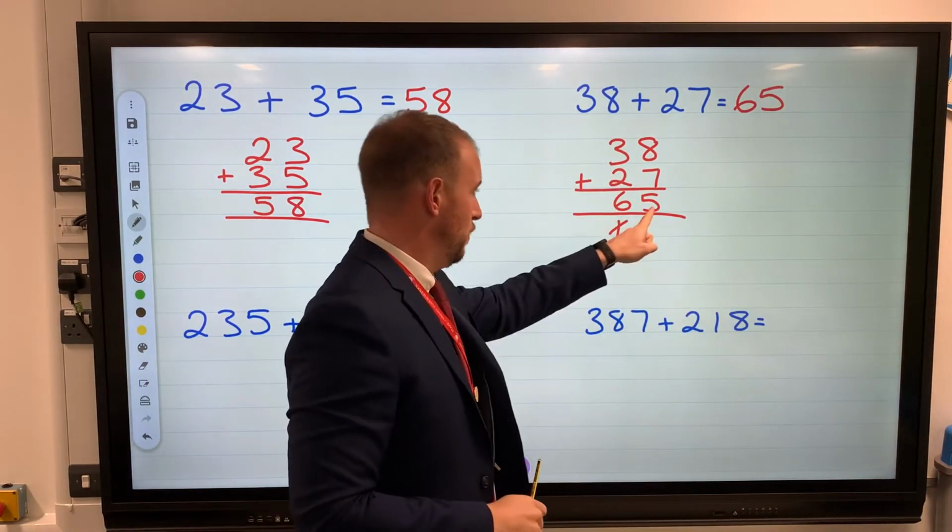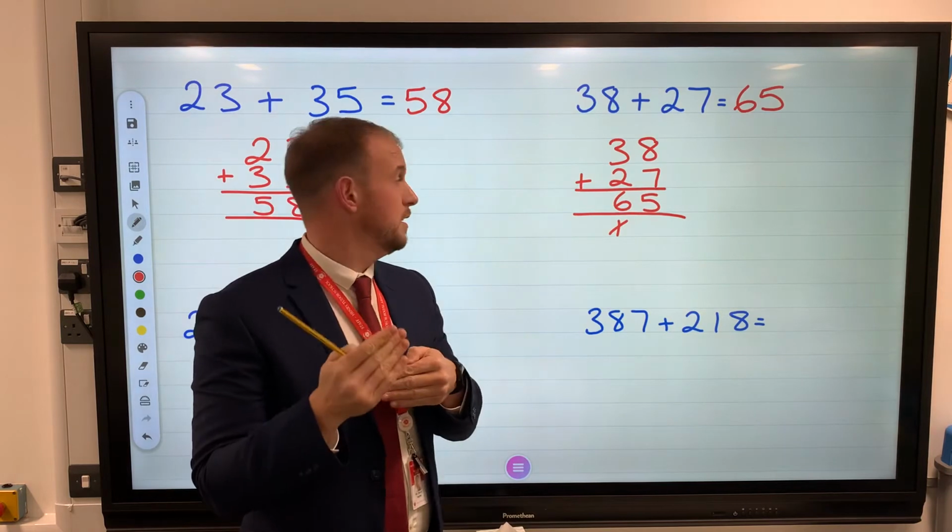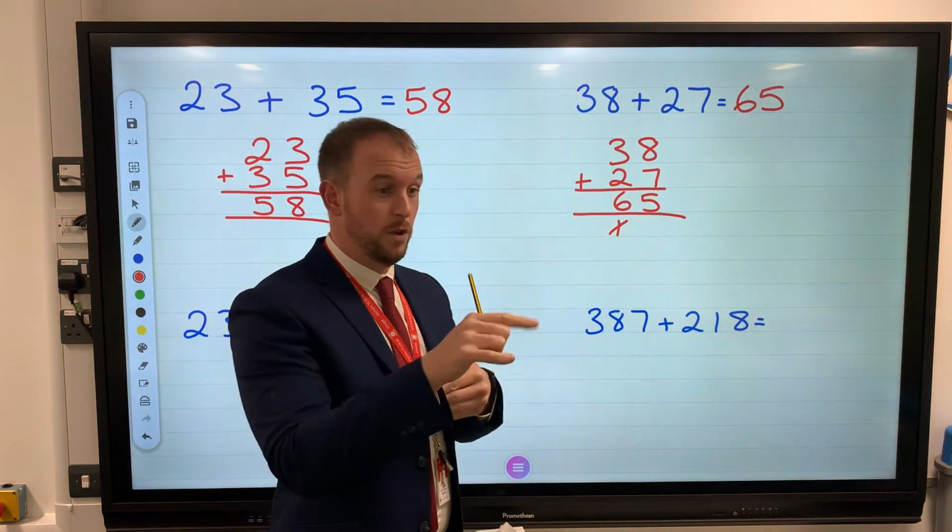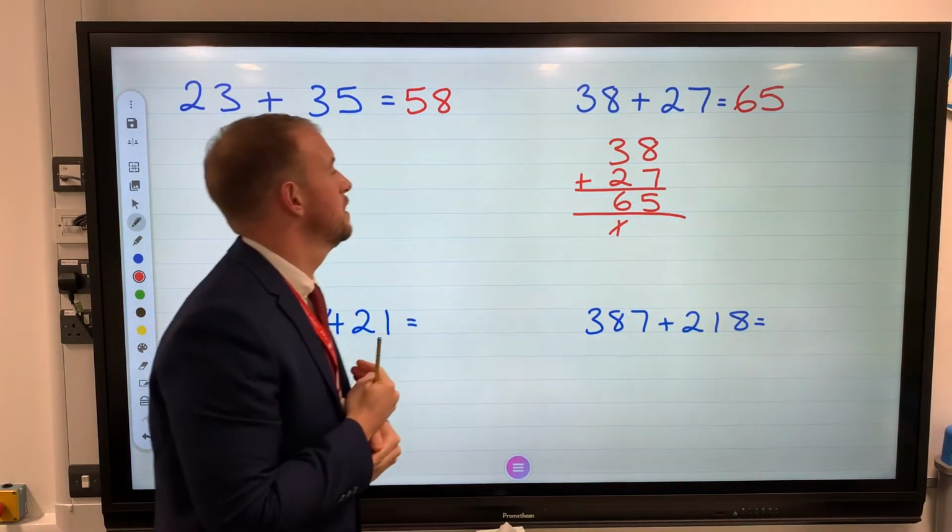So remember, if your answer is greater than 9, you put the units in, carry the 10 over to that next column.